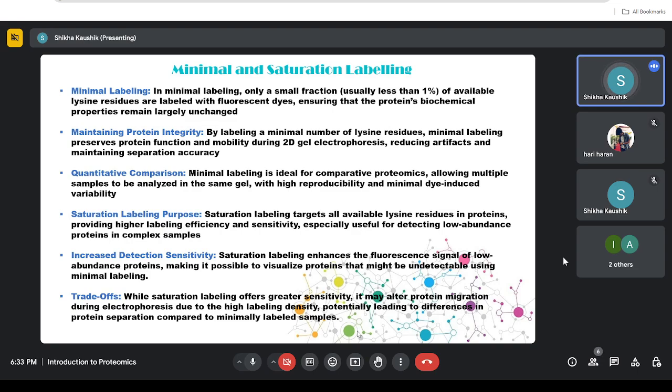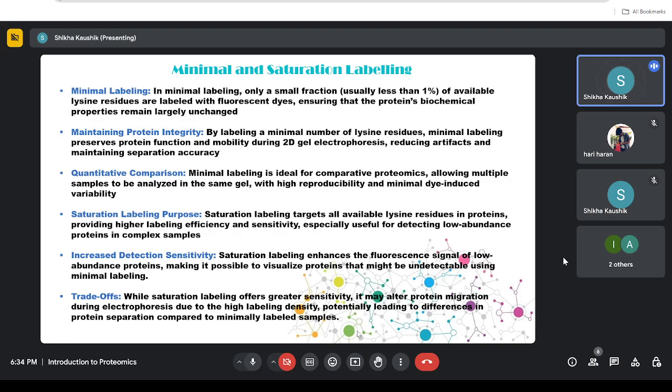You getting my point, that one is done at a minimum level, and one at a saturation level. So at the saturation level, what is happening? The proteins that are in a very high amount all get saturated. Now there is no difference in the intensity of these spots, but the proteins that are present in low abundance will be clearly spotted on that particular gel.